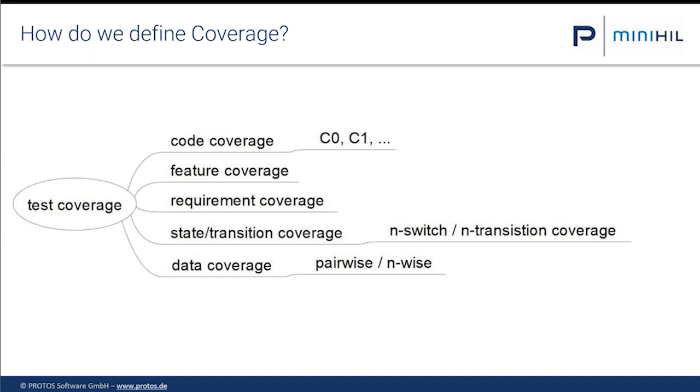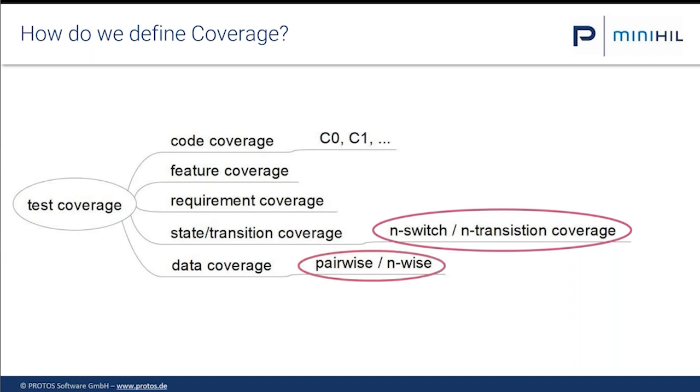So what we're talking about here in terms of coverage is state transition coverage. So state transition coverage not for the target you're testing, the system under test, but for the test cases you're creating. So situation coverage, if you want. And the metrics here are N-switch and transition coverage. And for data coverage, for example, we can use pairwise, n-wise coverage, combinatorial data coverage metrics, and so on. So that's on a higher level, and those are usually very good metrics for robustness tests.